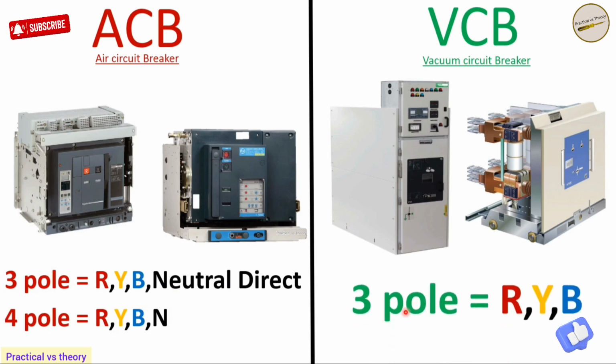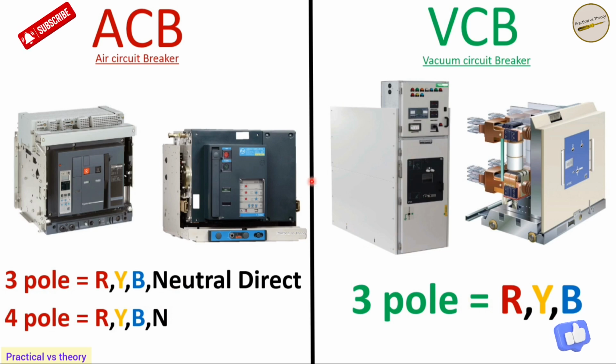Now, let's talk about VCBs. What is a VCB? It's available in 3 poles. First, let me tell you about the 3 poles. One pole will be R, the second pole will be Y, and the third pole will be B. Now, a transformer is producing a 440 volts output, okay? But what's at the input? 11 kilovolts. The input is in delta connection, and the output is in star connection, okay?